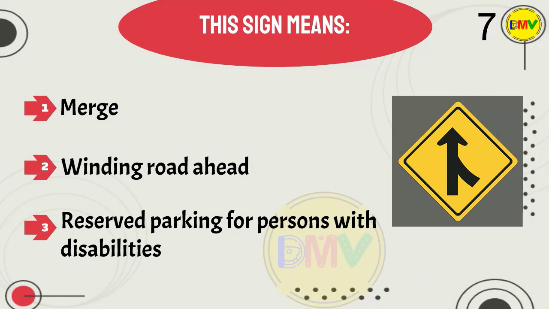The question 7. This sign means 1. Merge. 2. Winding road ahead. 3. Reserved parking for persons with disabilities. The correct answer is 1. This sign warns that 2 lanes of traffic going the same direction will soon merge into 1 lane.